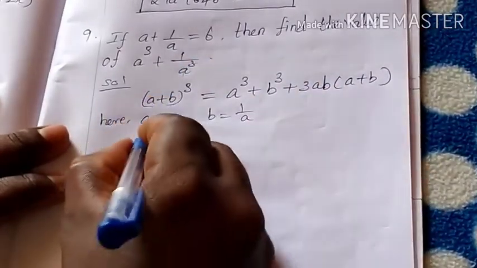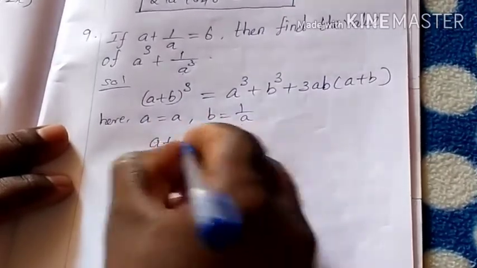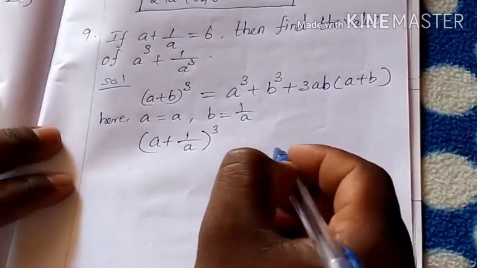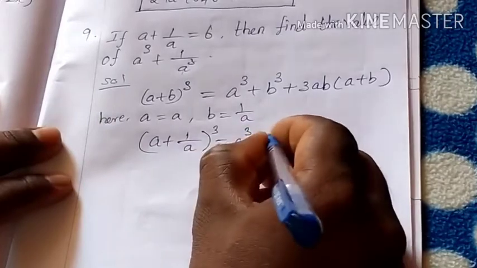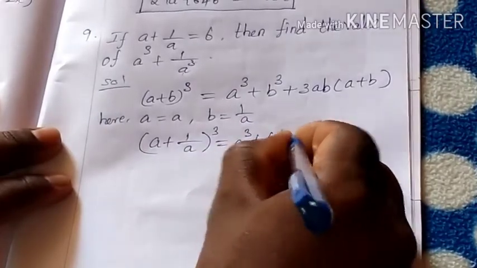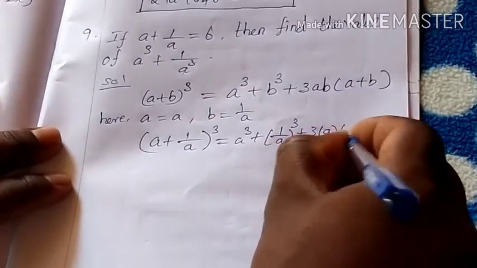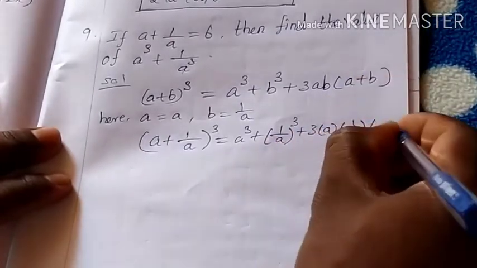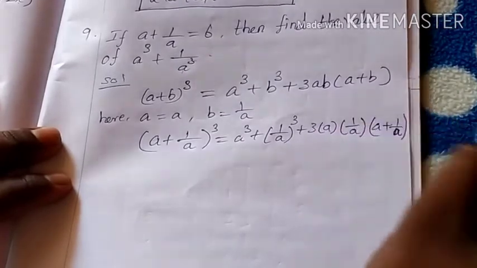Okay, substitute here: a is a, b is equal to 1 by a, the whole cube, (a plus b) the whole cube. Have you understood? Which is equal to a cube plus b cube, equal to (1 by a) the whole cube, plus 3 into a, and b is 1 by a, then a plus b is equal to 1 by a.